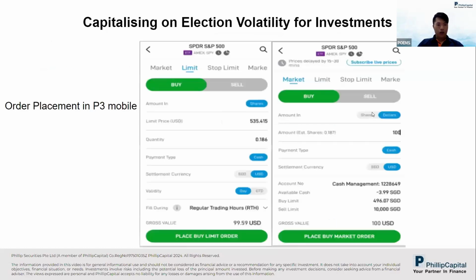Now this is how the order placement would be like. Just like P2 web, you are able to input fractional quantity. And of course, you are also able to input a dollar amount, where they will show you the estimated shares that you will purchase. Let me re-emphasize again, the estimated shares is not the actual shares purchased. It is based on the prevailing market price once it's filled. It's just an estimated value, not the actual value, right?